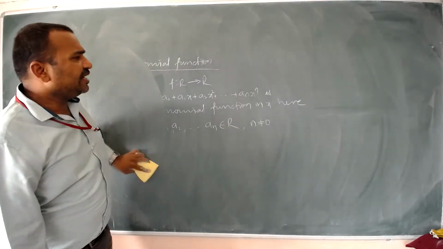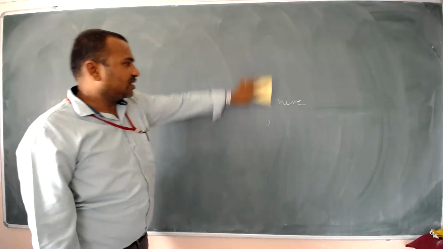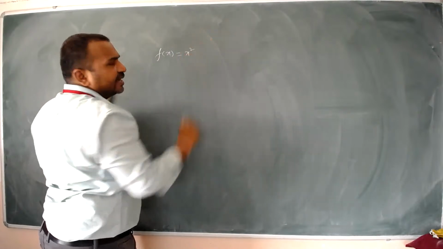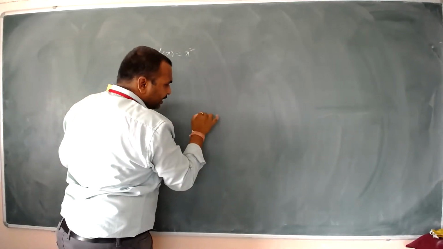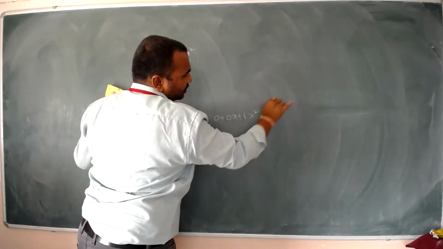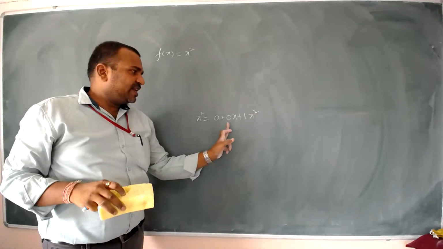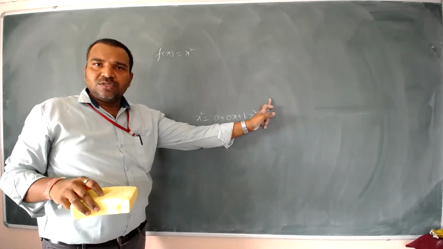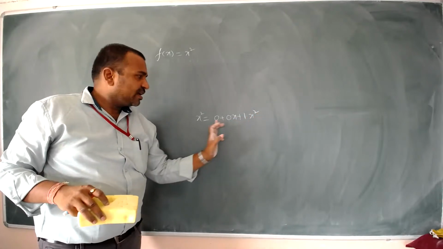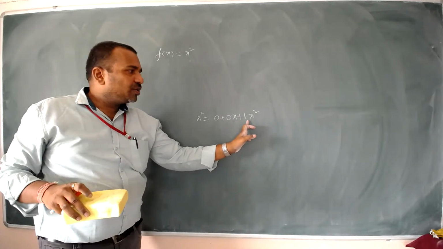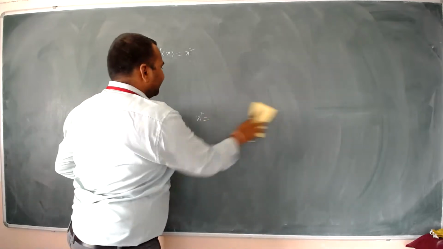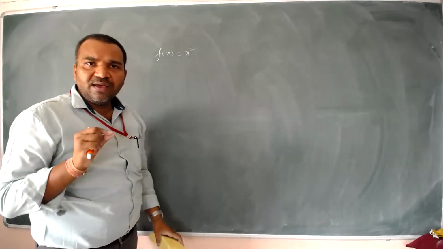Okay, now we will write one small example for this polynomial. I am taking f of x equal to x square. It is also a polynomial. Why is this a polynomial? x square can be written like this: 0 plus 0x plus 1x square. That is a0 plus a1x plus a2x square. So this is a polynomial of degree 2, because a2 is not equal to 0. So whatever it may be, f of x equal to x square is a polynomial.